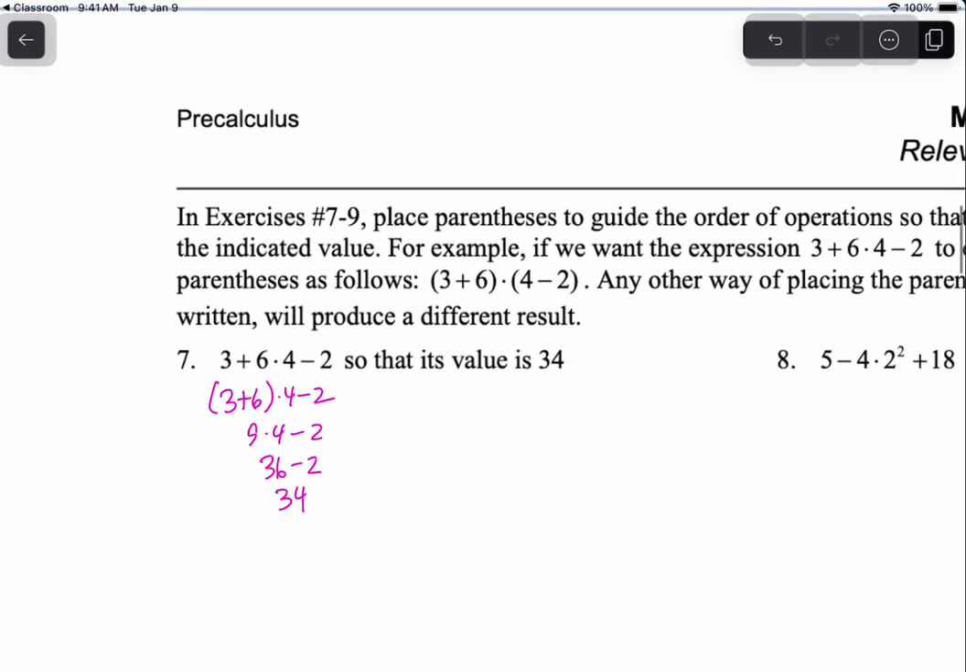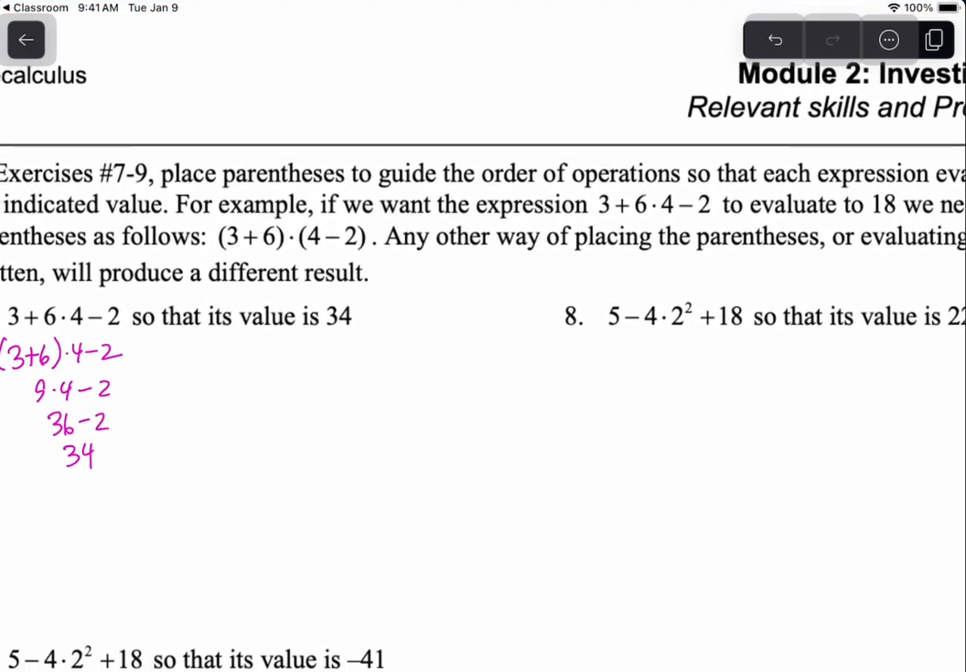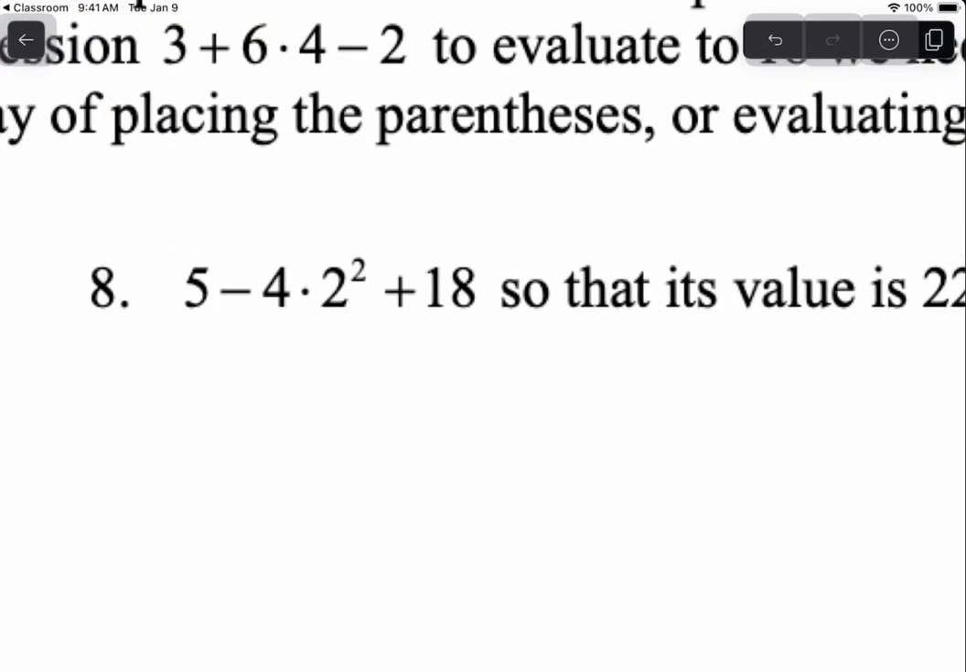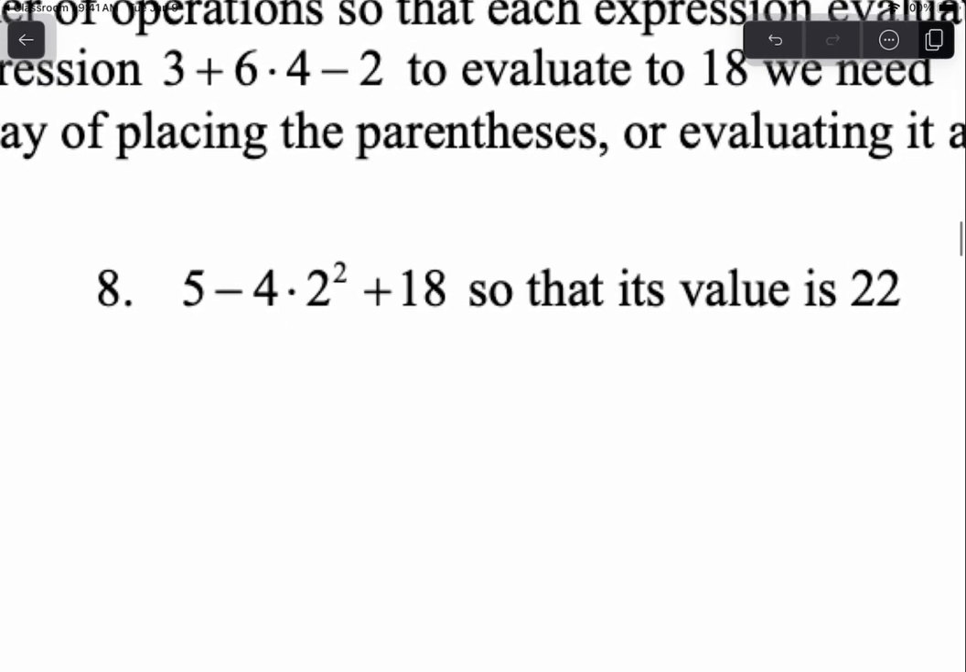Okay. So now we're going to start with a different expression. Our expression is 5 minus 4 times 2 squared plus 18. Now we're going to start off, and I want to see if you can force it to give us a value of 22. So explore where to put the parentheses so we can get a value of 22. And then we're going to change it up and try to search for a different value.